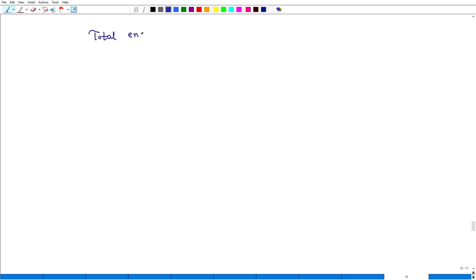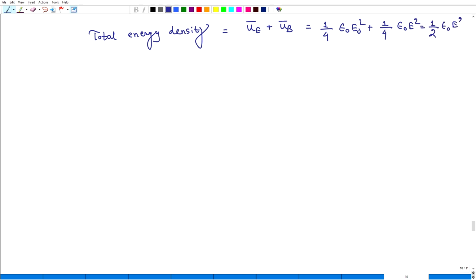Total energy density. Essentially it will be just UE plus UB average. So, we can write it 1 by 4 epsilon naught E0 square plus 1 by 4, both are the same, right. So, again we can also write it like 1 by 2 mu naught B naught square. So, this is the total energy density U average.